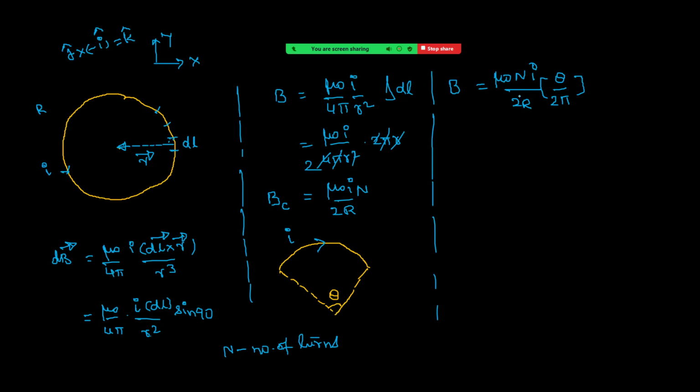So like this, if we are given a circular arc, then the field strength at the center of curvature is given by mu naught Ni by 2R into theta by 2 pi. And for direction, either you can take dl bar cross r bar, otherwise curl the fingers of your right hand along the current flow, then the thumb indicates the direction of the field, right? Let us see the next one.